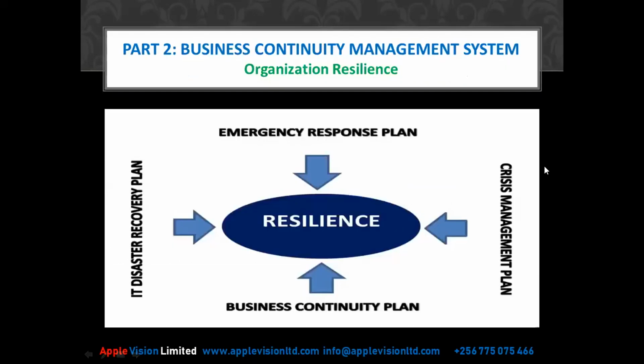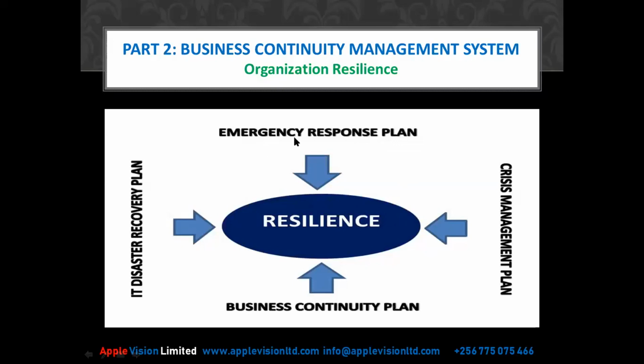Now we talked about organizational resilience. How does the BCMS contribute to organizational resilience? Now, a BCMS system has 4 key plans, which all contribute to resilience. There is an emergency response plan, crisis management plan, business continuity plan, and then IT disaster recovery plan.